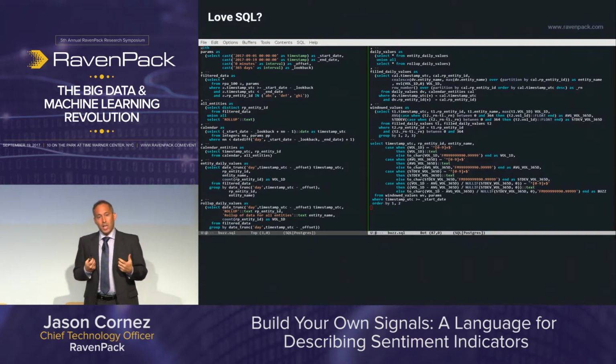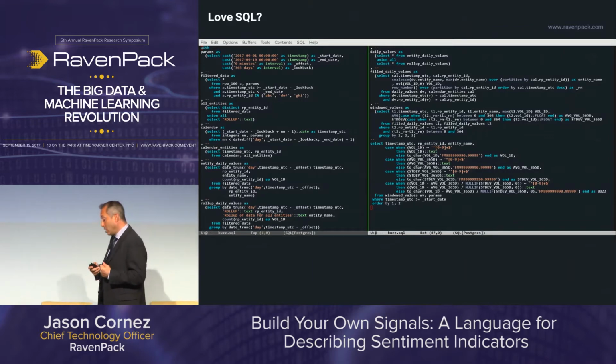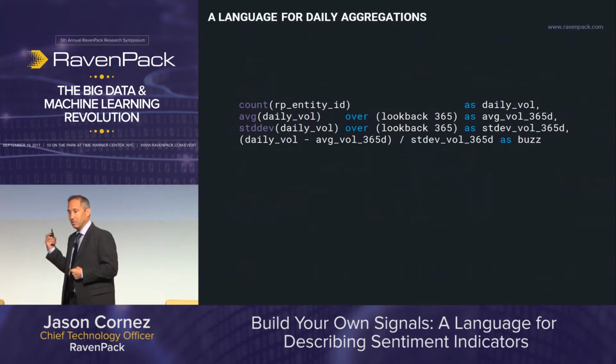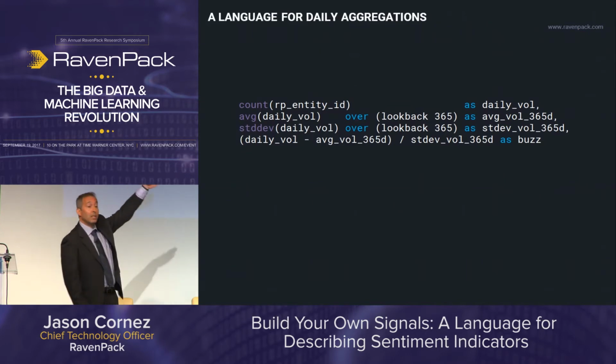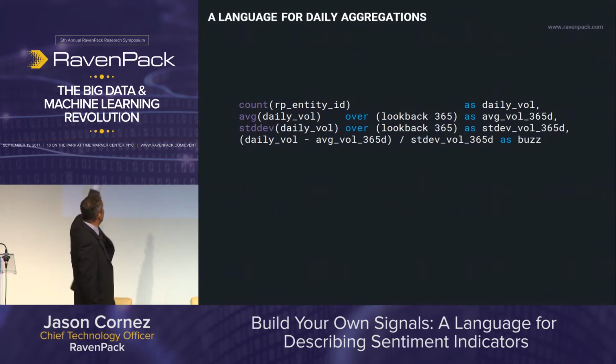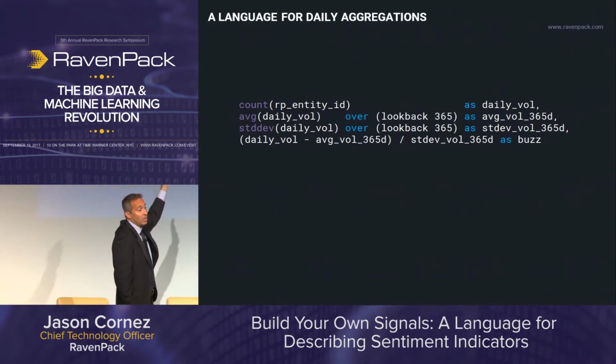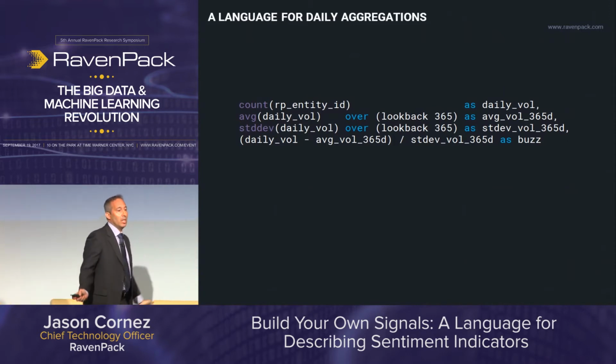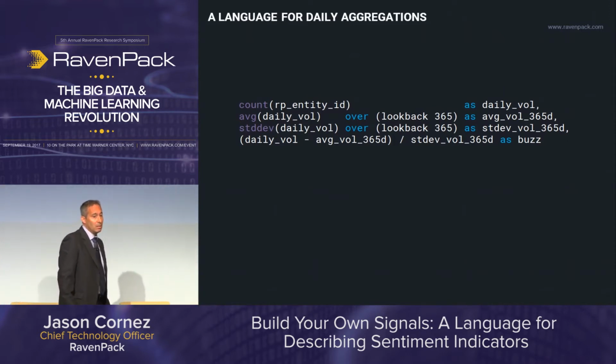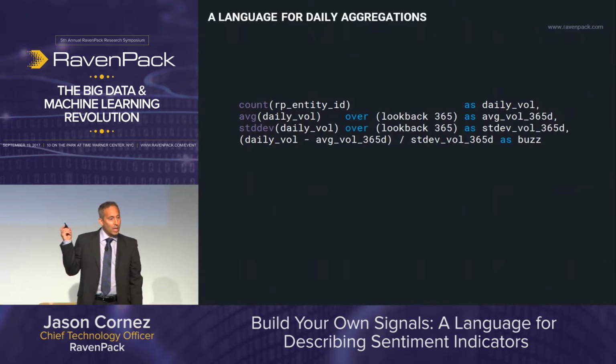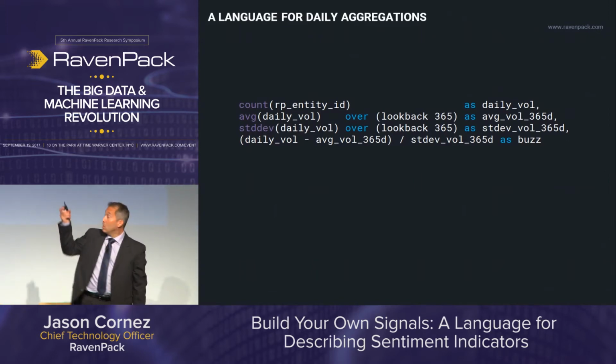RavenPack thought you do want to get away from it. I thought you want to get away from it, so I helped RavenPack invent a language where you can do this. This is exactly: count me per entity, what is the volume on a day. Take that count over a year and average it. Take that count over the year and give me a standard deviation. Take the difference today versus the year divided by standard deviation. How many standard deviations away are you? And that's buzz. And now you can ask for an indicator like buzz by writing this.